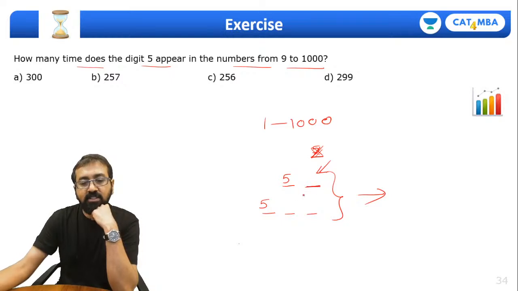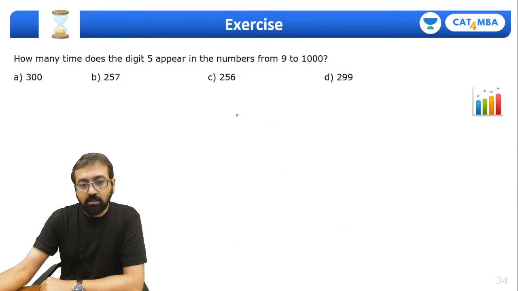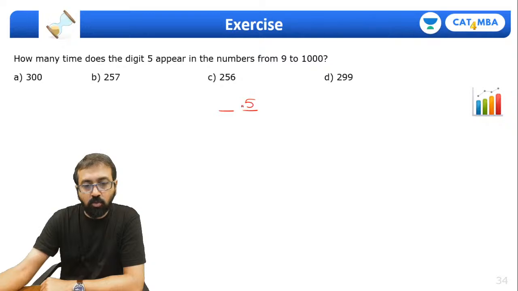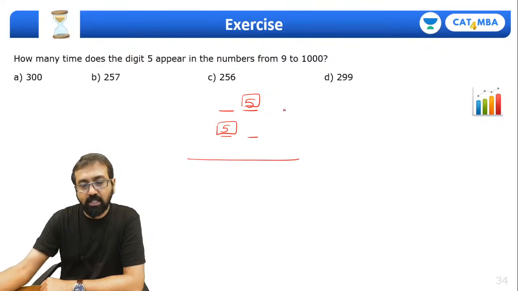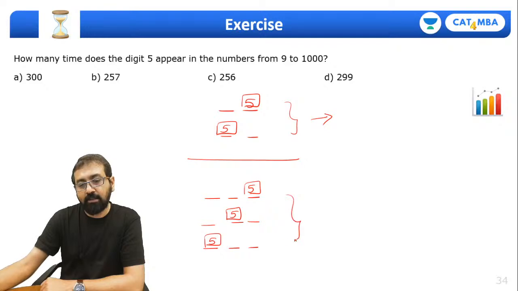So how many ways can I fill this digit? Let me put it this way, guys. If I take a single digit number, digit 5 will appear once. If I take a 2-digit number, then 5 will appear over here or 5 will appear over here. Yes or no? So we'll have to calculate the number of ways for this. Same way, if I take a 3-digit number, 5 will appear at the units position, or at the tens position, or at the hundreds position. So we need to calculate the number of ways for this.